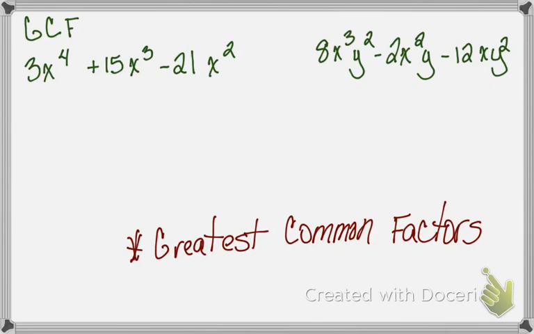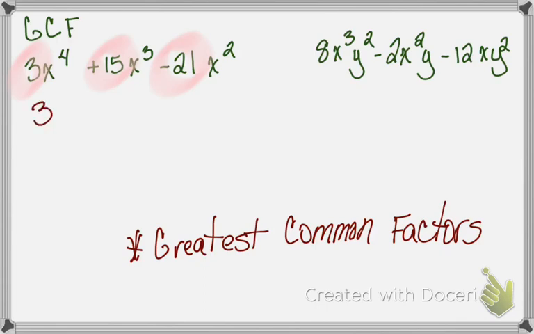We've got 3x to the fourth plus 15x to the third minus 21x squared. So the first thing we're going to look at is our numbers. And we're going to say, what number goes into 3, 15, and negative 21? I am only dealing with my numbers. What number goes into all those? 3. Okay, so I'm going to write that down.